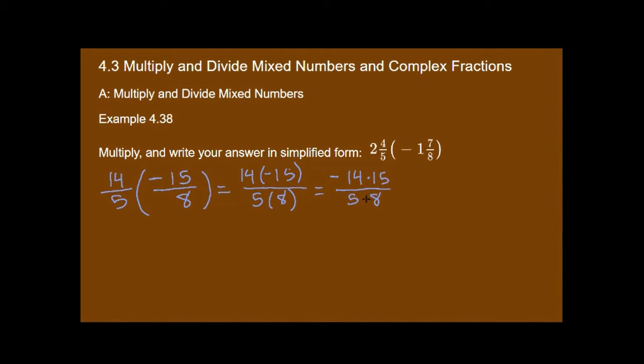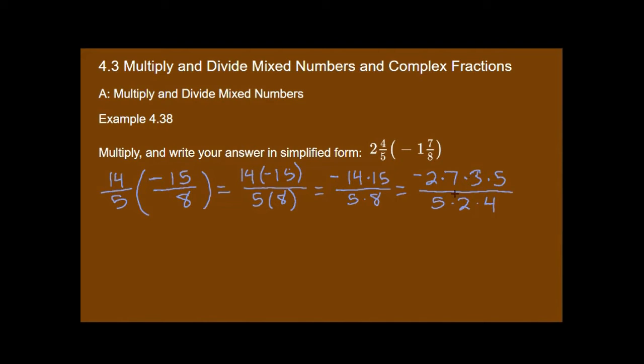And then I'm going to start factoring things out. I see that 15 has a 5 in it, right? 5 times 3, and I have a 5 down here. 14 does not have an 8 in it, but 14 and 8 both have 2's in them. So I'm going to go ahead and factor both of these. I'm going to factor 14 into 2 times 7, and I'm going to factor 15 into 3 times 5. And the 5 stays, but I'm going to factor the 8 into 2 times 4.